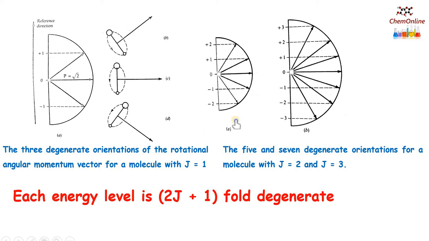Similarly, for j equals 2, there will be 5 different orientations: plus 2, plus 1, 0, minus 1, minus 2. And for j equals 3, we'll have 7 different orientations. If j equals 2, it will be 5-fold degenerate. And if j equals 3, then it will be 7-fold degenerate. So in general, each energy level is 2j plus 1 fold degenerate.